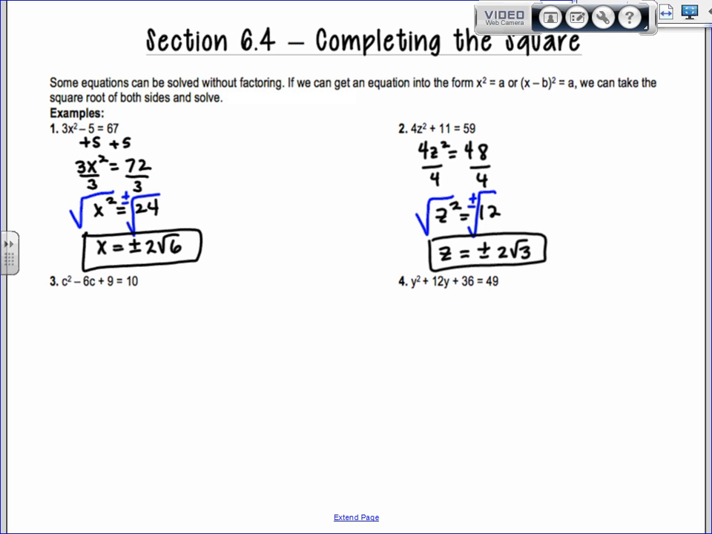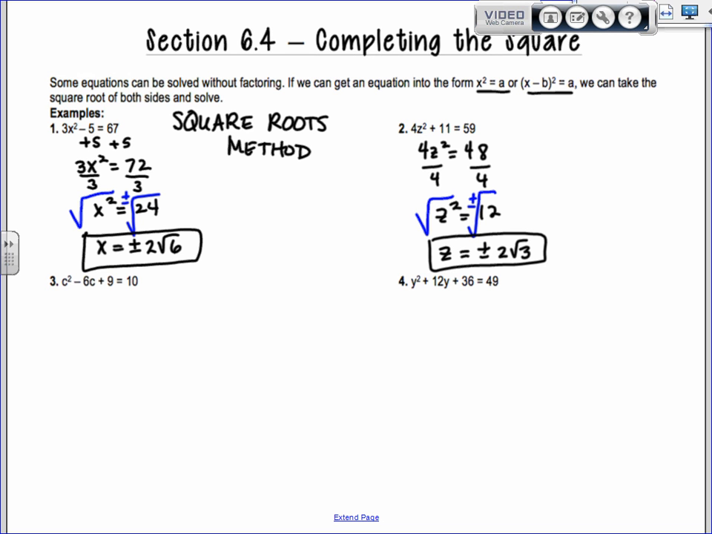All right, so I call this the square roots method. You might want to write that on your paper because I refer to it as the square roots method all the time. If we can get something into the form x squared equals a number, or even x minus b squared equals a number, then I can do the square roots method.